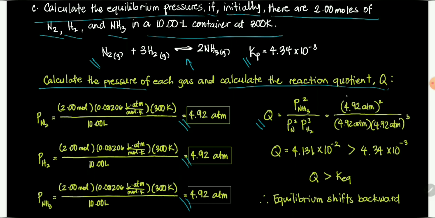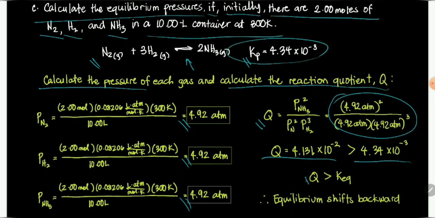So, calculating using the initial values of the pressure, we will get Q is equal to 4.131 times 10 to the negative 2. So that's greater than 4.34 times 10 to the negative 3. So Q is bigger than KEQ. Okay? So since Q is greater than KEQ, we will expect that the equilibrium is shifted backwards. So that means our ammonia will decrease and our hydrogen and nitrogen will increase.